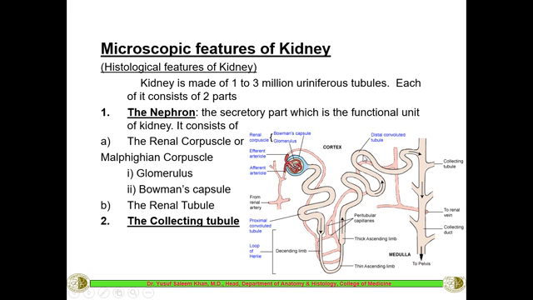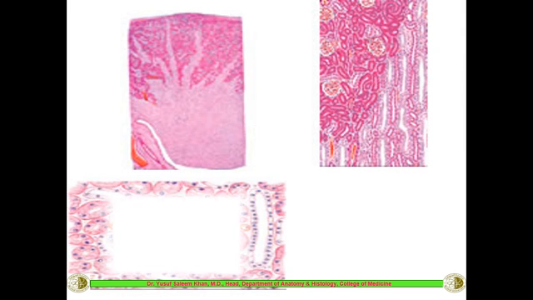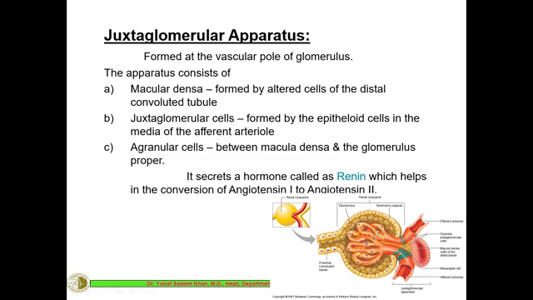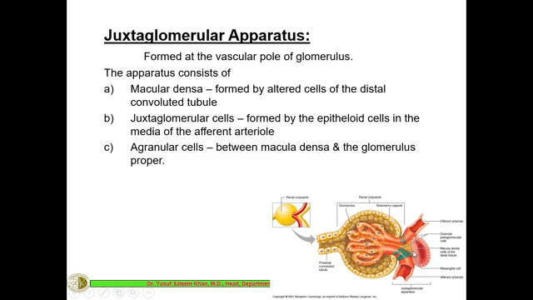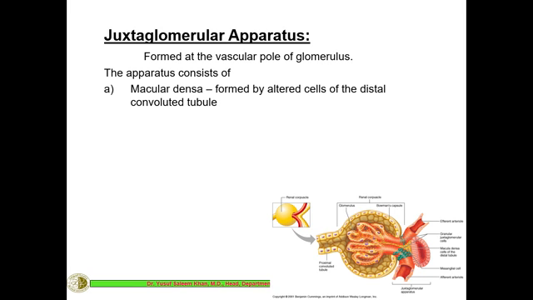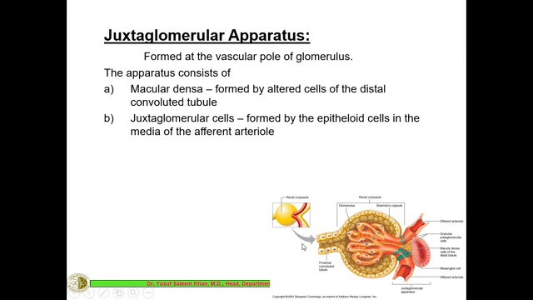So this distal convoluted tubule will come close to the glomerulus, and so here you can see this is the glomerulus, and this distal convoluted tubule has come very close. And if you see, this glomerulus has the afferent arterioles which are supplying the blood to the glomerulus, and this is the efferent arteriole which is draining the blood. So this distal convoluted tubule comes very close to the afferent arteriole. So the macula densa is nothing but the altered cells of the distal convoluted tubule.